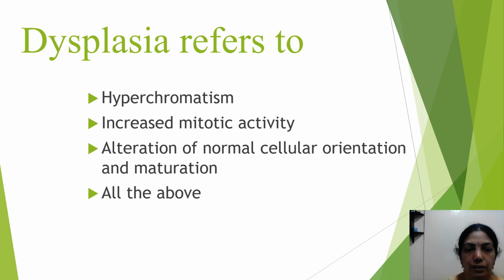Next, dysplasia refers to what? It means hyperchromatism or increased mitotic activity in the tissues, or alteration of the normal cellular activity and its orientation and maturation, or all the above are true. So dysplasia means which change? All these changes refer to dysplasia. It is a histopathological describing word. If we see these changes in the tissue under the microscope, we refer to them as dysplastic changes having started.